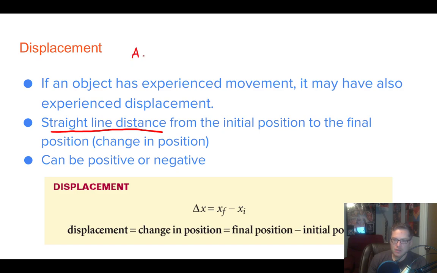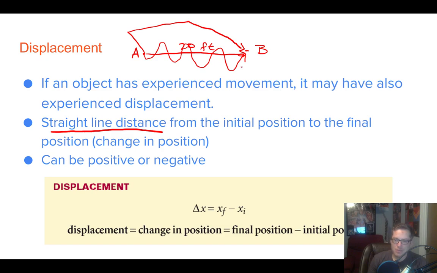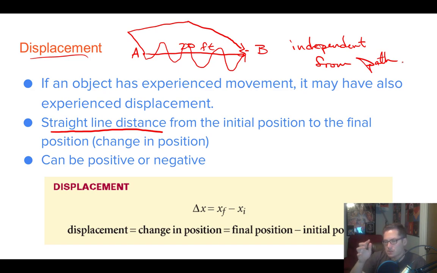So if two people are trying to get from point A to point B, and one person goes like this, and we'll say they move 20 feet, and another person says, oh, I forgot something at the grocery store, and goes over to their friend's house, and then comes down here, they might have moved 80 feet to go from point A to point B, but both of these people have the same displacement. A third person could have done something else as well. It doesn't matter what the path is as far as displacement is concerned. So it's independent of path. It just matters where they started and where they finished.